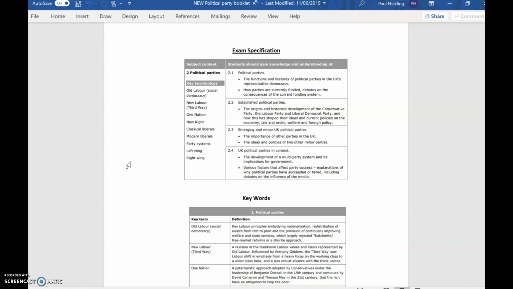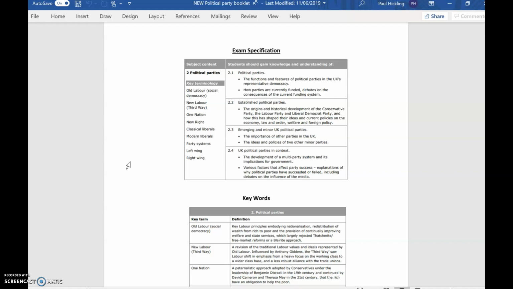You also need to know about what's called the emerging and minor UK parties, and their role. And then we need to know about their role in context, so the development of multi-party systems and how that implicates government, and things which affect the success or failure of political parties. So there's quite a lot to do. There's a couple of quite nice videos as well on political parties, and again, it's a nice area. I like teaching the political party area.